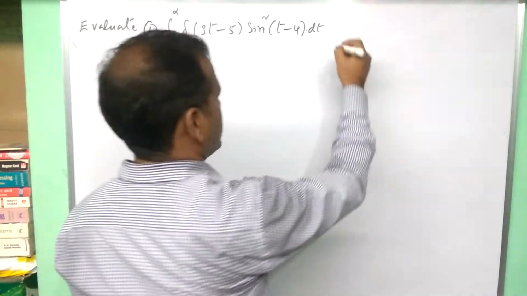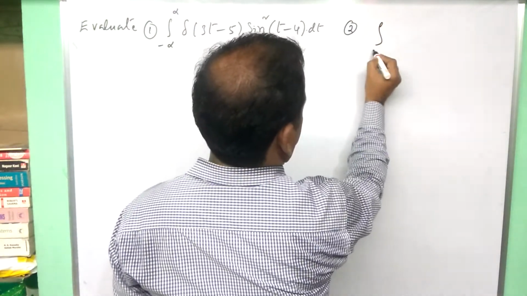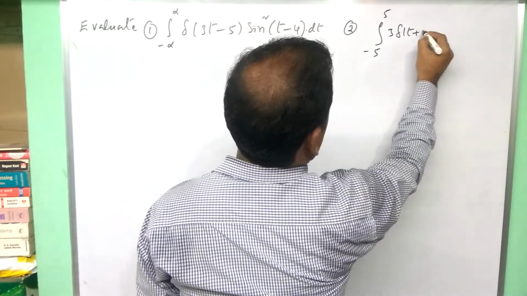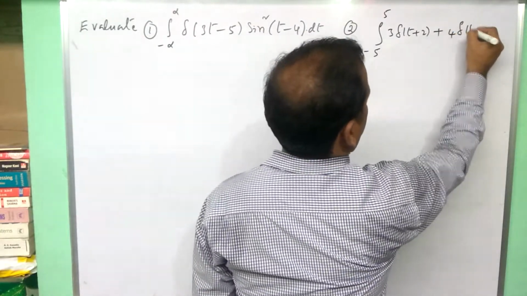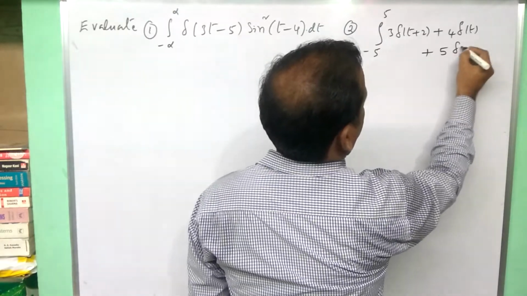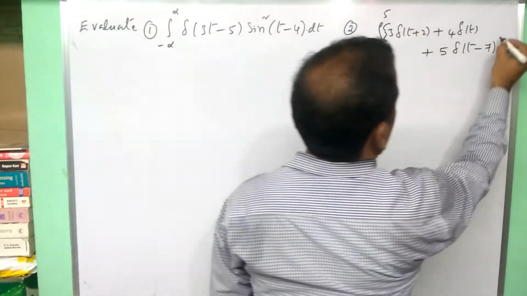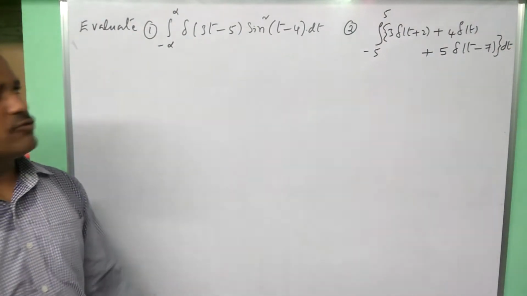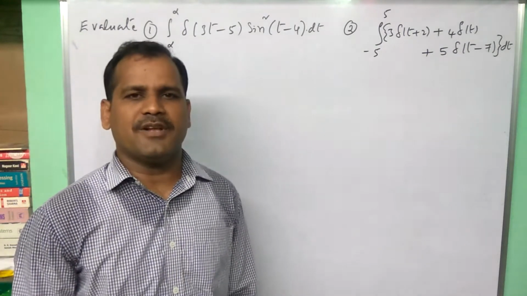And the second problem I am giving is: the integral from minus 5 to plus 5 of 3 del of t plus 2, plus 4 del of t, plus 5 del of t minus 7, dt. So evaluate these two integrals based on the properties of the impulse function.